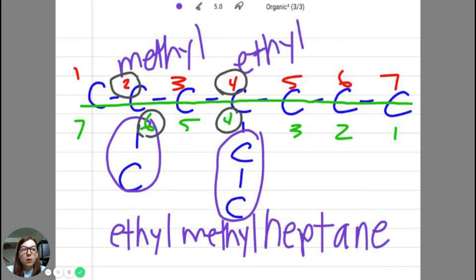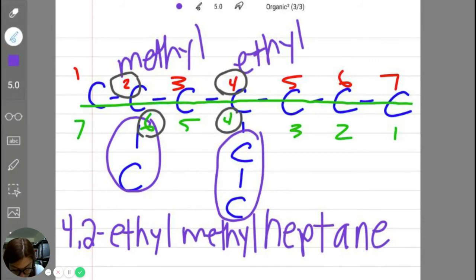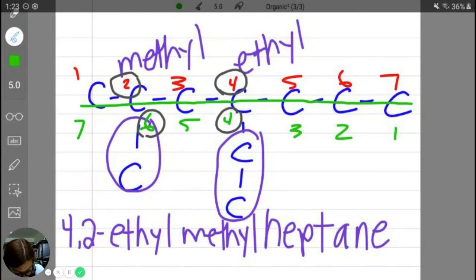This would be ethyl, methyl, heptane, but I need to give the numbers, and those numbers need to match the order. So this would be 4, 2, ethyl, methyl, heptane. The first number goes with the first dangle. The second number goes with the second dangle. I'm telling you, you just learn this by practice. Organic is a little crazy.